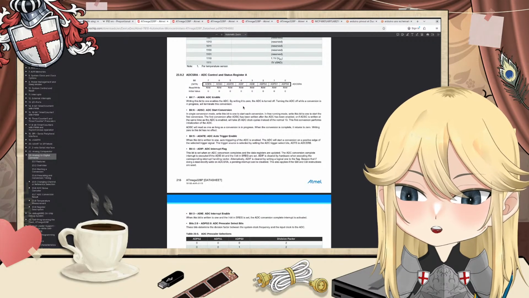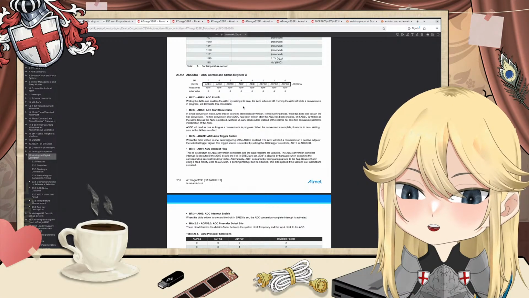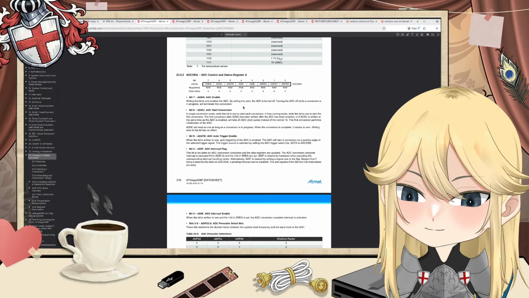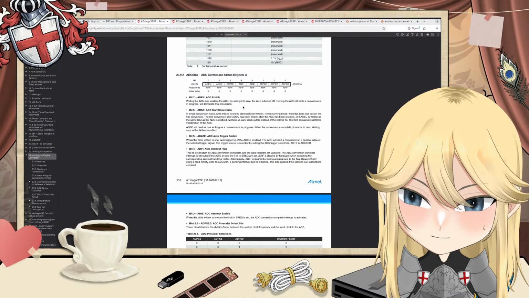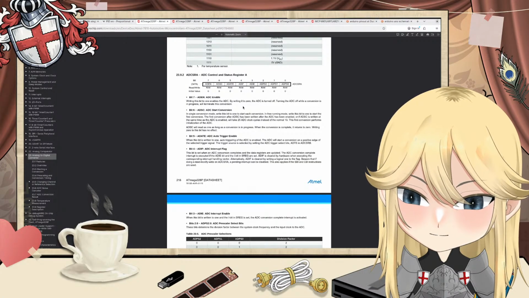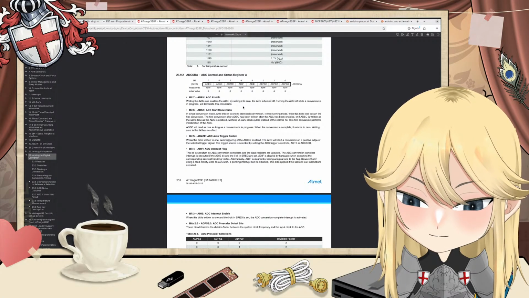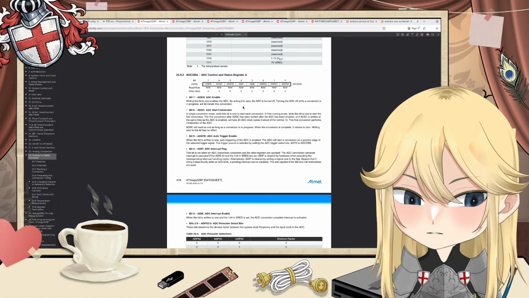Let's see, the next one is the interrupt flag. This bit is set when an ADC conversion completes and the data registers are updated. ADC conversion complete interrupt is executed if the ADIE bit. Wait, what? Interrupt is executed if the... oh. Do we want an interrupt for this? I don't see why not.